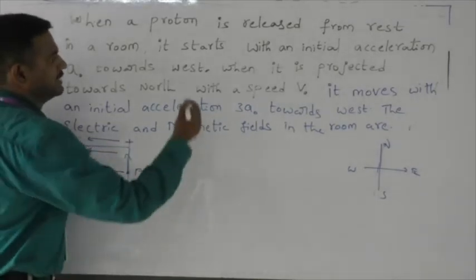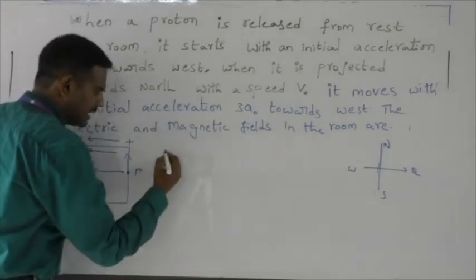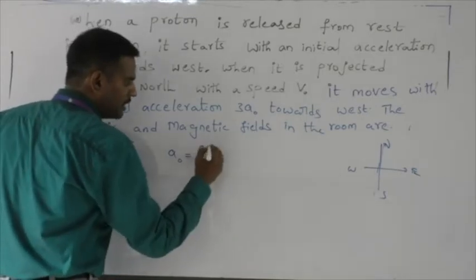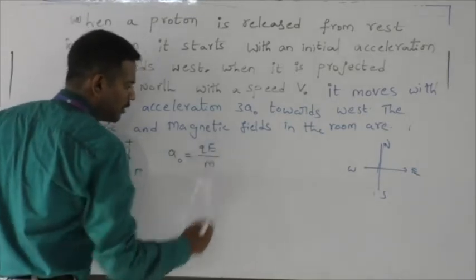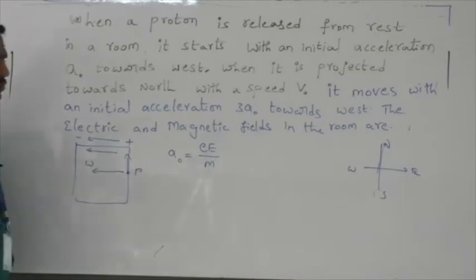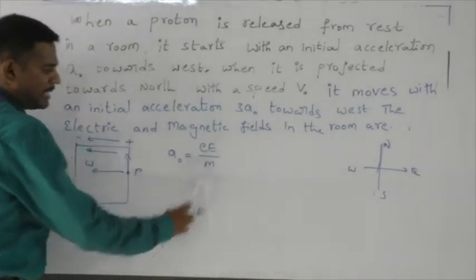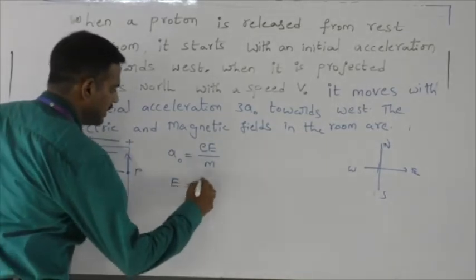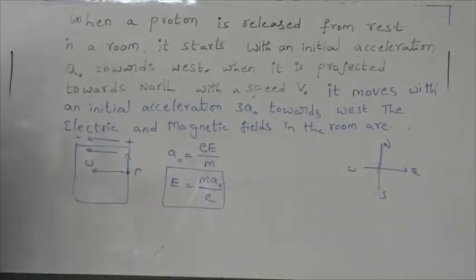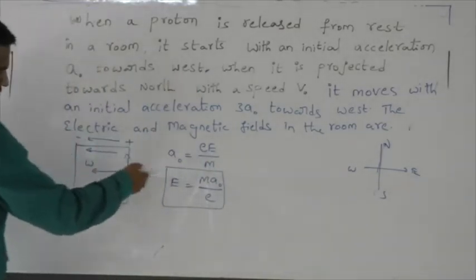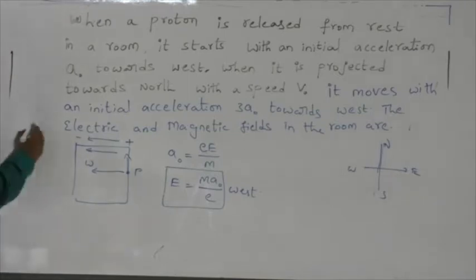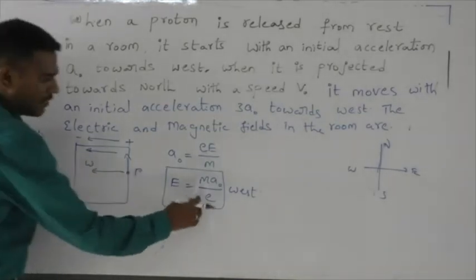And furthermore, since they have given the acceleration, I can write acceleration a naught from F equals ma, right? Therefore, what can I write? qE divided by the mass of a proton, where q is nothing but the charge. Let me call it e for the proton. So a naught is nothing but eE divided by m. From here, what is the electric field intensity? m a naught divided by e. This is going to be the electric field intensity. And what is the direction? Since it is accelerating towards the west, that is going to be the direction of the electric field intensity. So we understood the direction and the magnitude of the electric field.